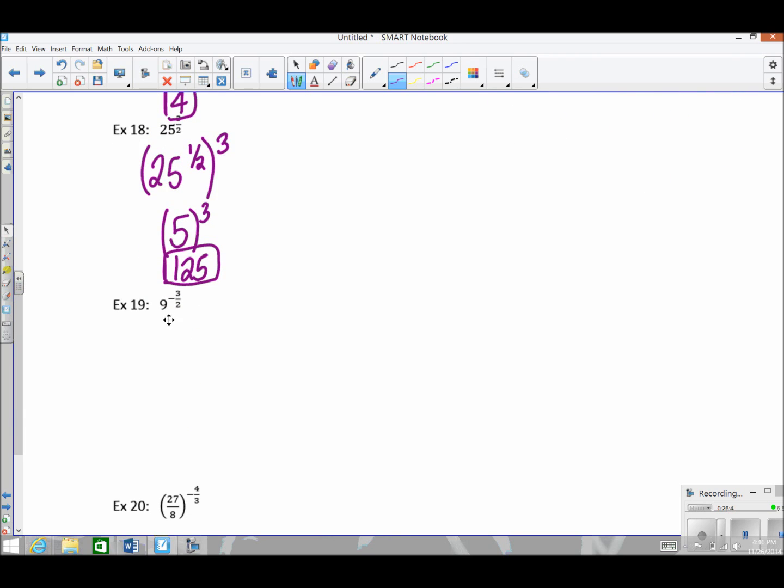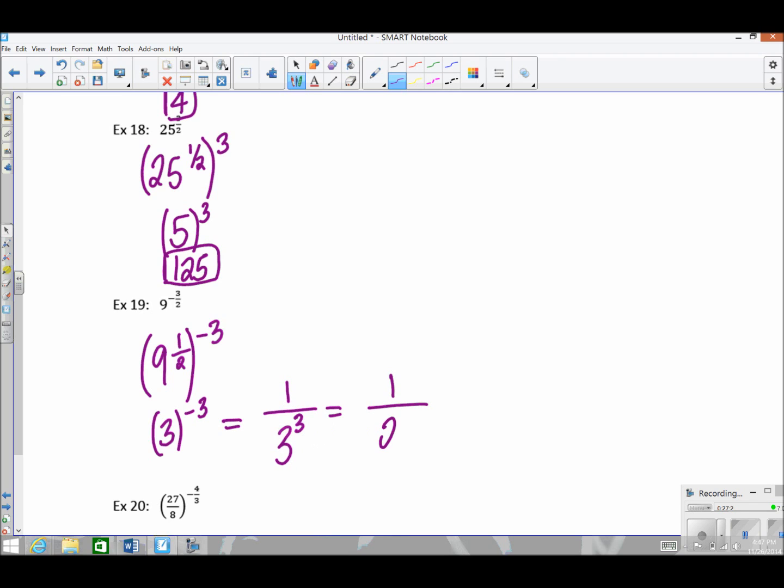So negative, or 9 raised to the negative 3 over 2. Again, think of it as taking the square root of 9, or 9 raised to the 1/2, and you'd be left with a negative 3. So take the square root of 9, you get 3. Raise that to the negative third means that you would rewrite it as 3 to the third in the denominator to make that positive, and then this becomes 1 over whatever 3 to the third is, which is 27.